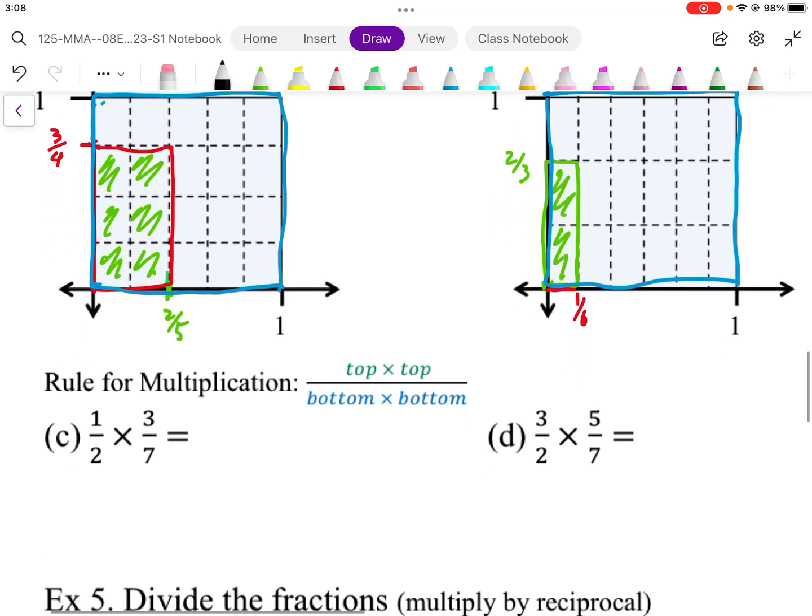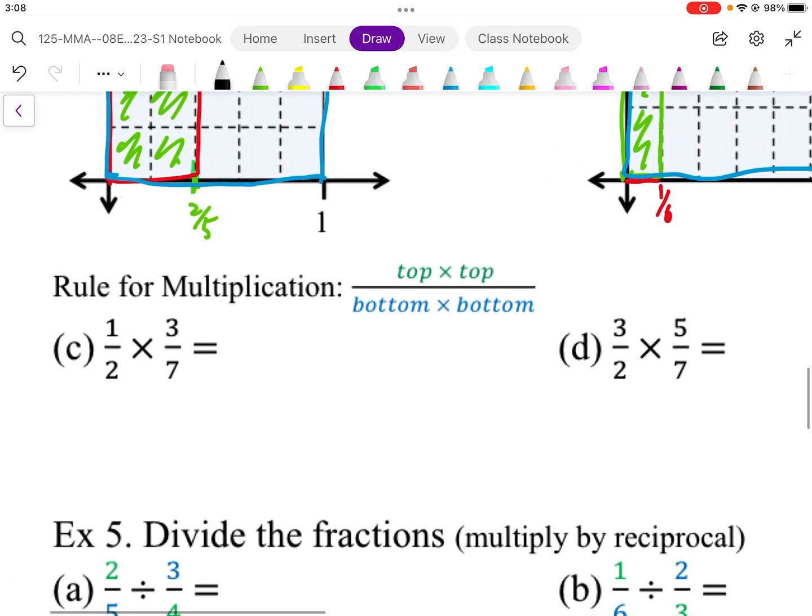So this area model allows us to justify the rule, top times top, bottom times bottom when I'm multiplying fractions. Times on top, divide on bottom. So for this one here, top times top gives me 3 in the numerator. Bottom times bottom gives me 14 in the denominator.